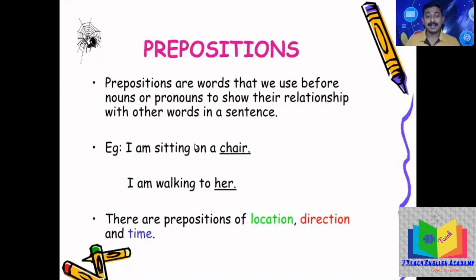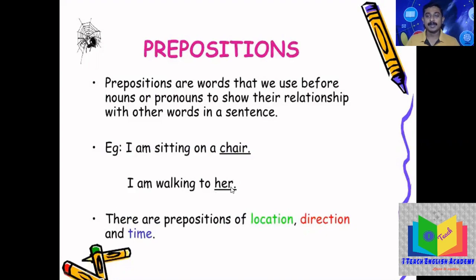And it shows the relationship between the chair and the rest of the sentence. I am walking to her. Her is the pronoun. The preposition placed before the pronoun is to. It shows the relationship of her with the other part of the sentence. There are prepositions of location, direction, and time.